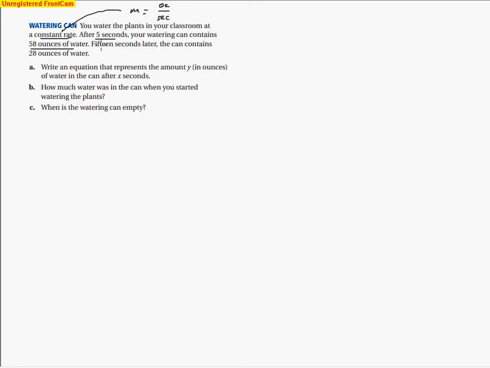And so this is 1 point. So 5, we have seconds, comma ounces. That's our ordered pairs. And so our first one's 5, comma 58. But then it says 15 seconds later, after those 5 seconds. So now we're at 20 seconds, and we only have 28 ounces. 5 and 15 make the 20, and that's how I got those numbers. So we're going to find the slope of the line.